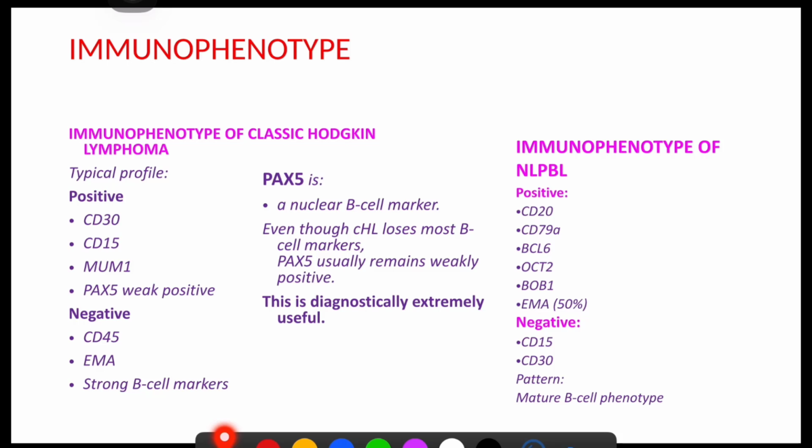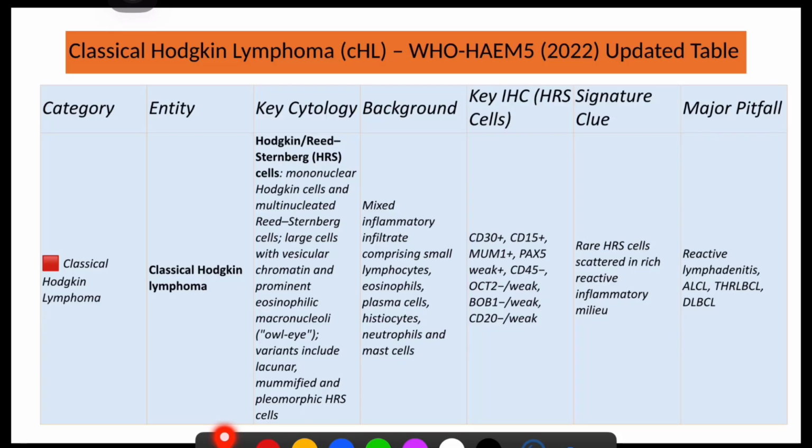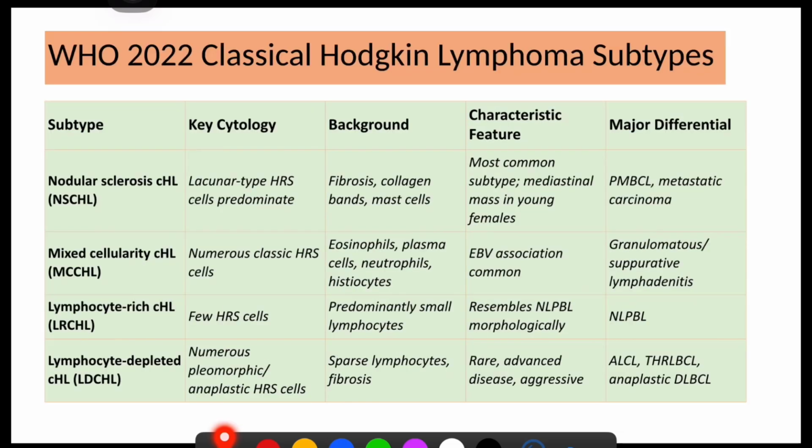Now, if we look at the immunophenotype of NLPBL, here CD20, OCT2, and BOB1 are positive, EMA in 50% of cases, and negative markers are CD15 and CD30, and it has a mature B cell phenotype. Whereas in classic Hodgkin's, CD30 and 15 are positive. So this is the differentiating table where you can identify the key cytological features, what you will see in the background, and the immunohistochemistry.